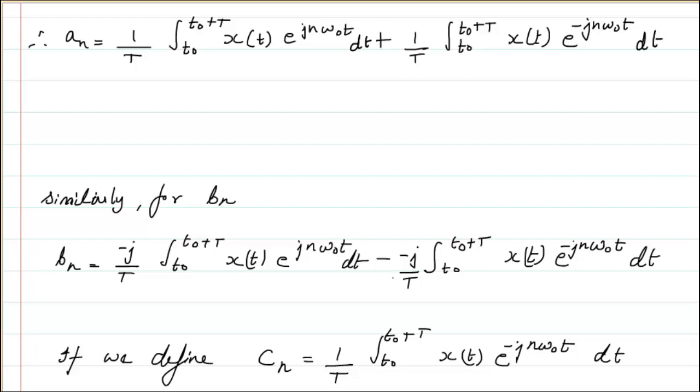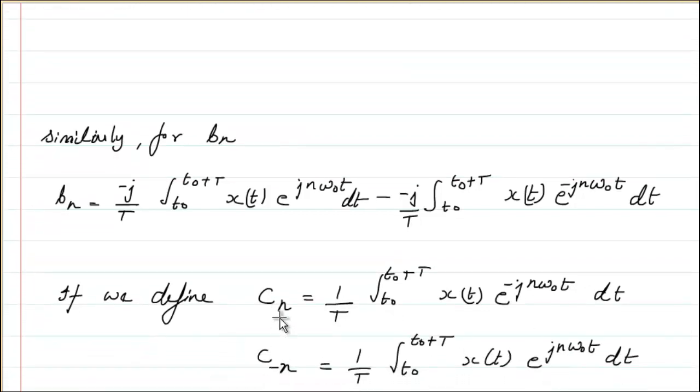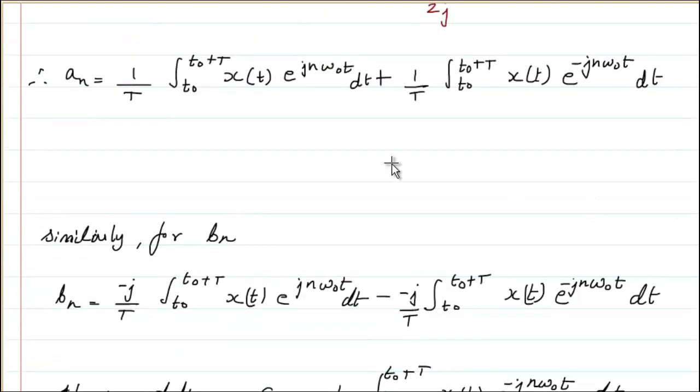I can substitute that. The only thing is that here I will have a minus j extra. And similarly, if I take c of minus n, minus n means I am going to put a negative value. In that case, this negative, because of this n, will become positive. That's the only difference. So c of minus n will be this equation, which I can replace here as well as here.